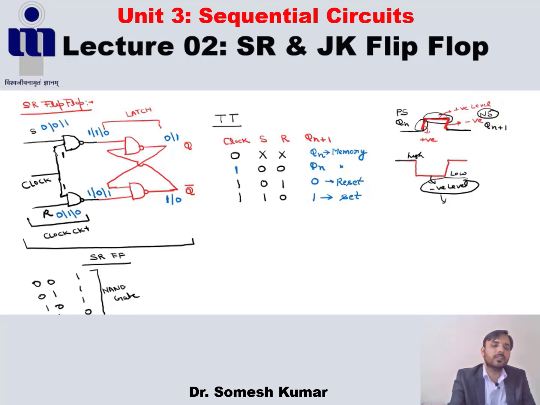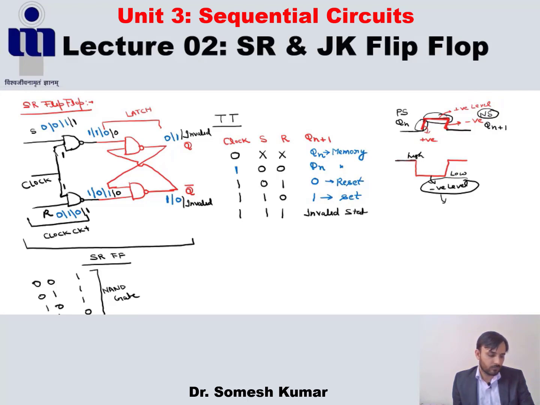So what is the next combination? The next combination is both S is 1 and R is 1. What is the value in that case? If both the inputs of this NAND gate become 0, 0, what is the value in that case? In that case, we are saying this is an invalid state. Fine, we already discussed this. This is an invalid state, or determined state. Fine. So this is the truth table of the SR flip-flop.